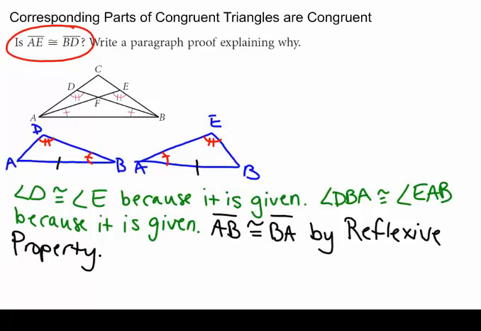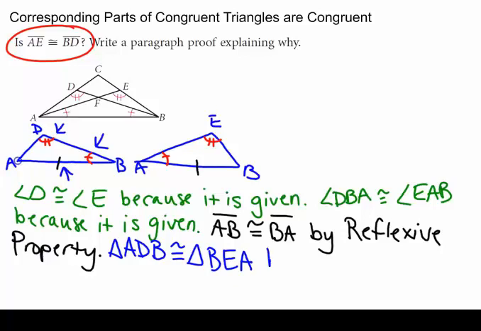All right, then we can say, all right, well now I have angle, angle, side. So I can say that triangle ADB is congruent to triangle, and so B corresponds to A, E corresponds to D, and A corresponds to B. So triangle ADB is congruent to triangle BEA by the angle, angle, side conjecture.